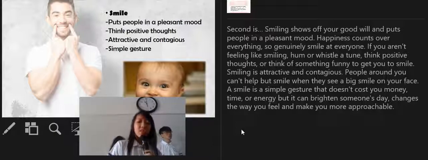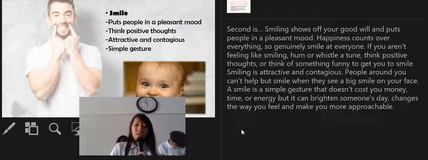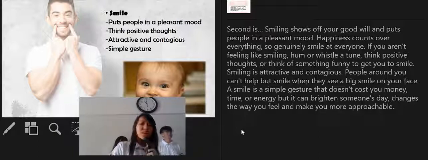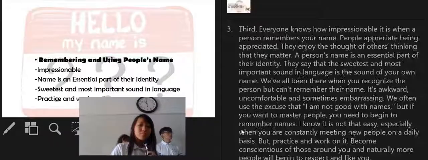Smiling is attractive and contagious. People around you can't help but smile when they see a big smile on your face. A smile is a simple gesture that doesn't cost you money, energy, or time, but it can brighten someone's day, change the way you feel, and make you more approachable.